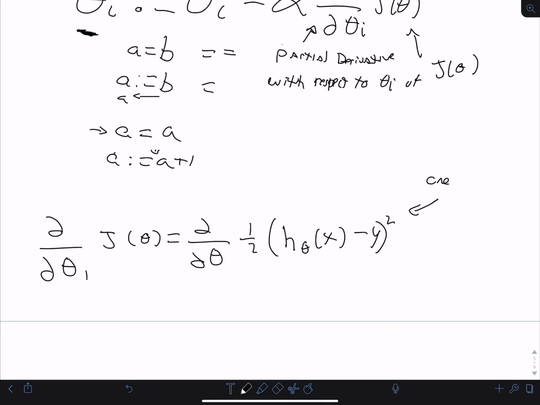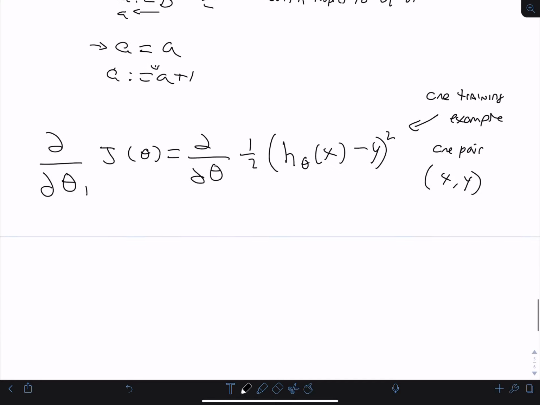So we only have one training example, which means one pair of x and y's. In this case, we have x1, x2, and y. So that's what I'm talking about. So we need to work out that partial derivative.